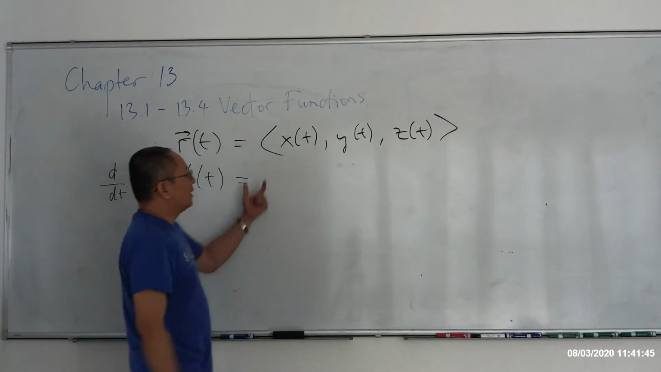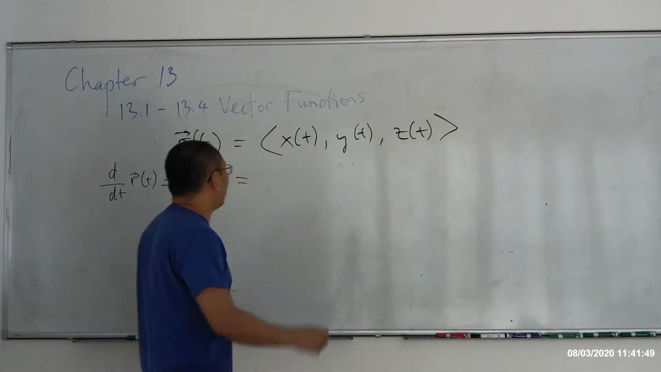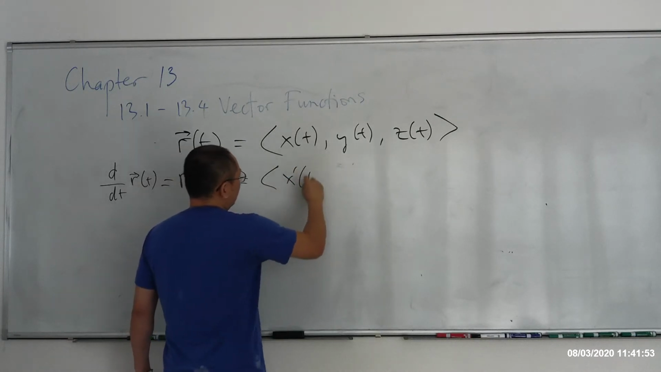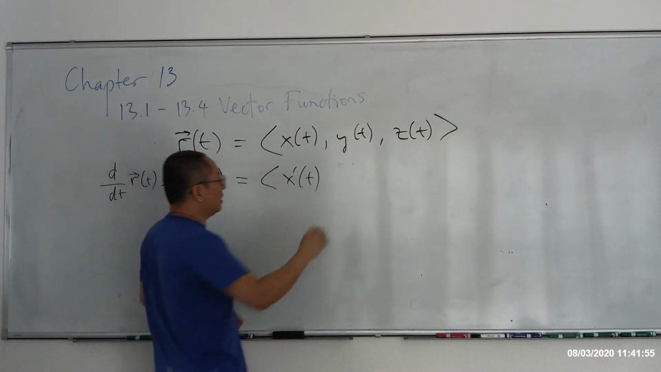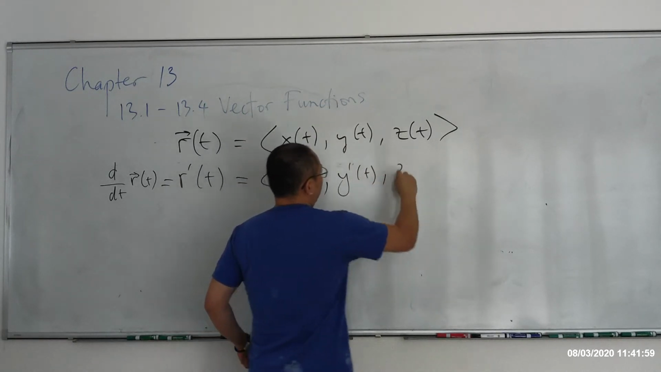And guess what? If you want to take the derivative of a vector, you just simply take the derivative of all the components of that vector. So x prime of t, or you can write dx over dt, y prime of t, and z prime of t.